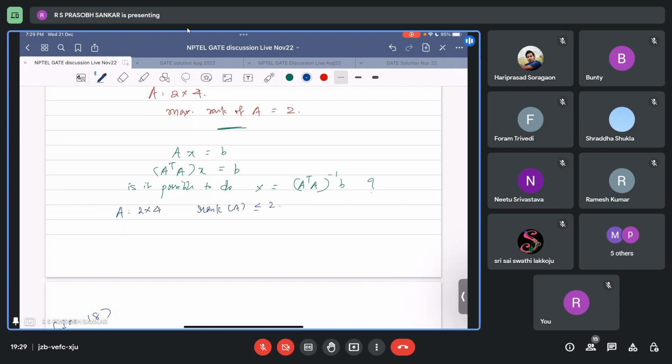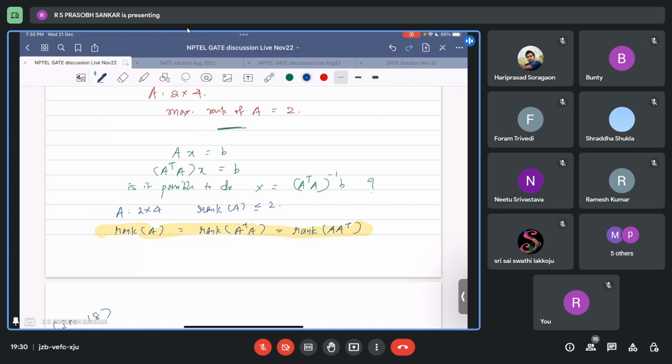It will not be more than 2. There is one more result that says rank of A is the same as rank of A transpose A, which is the same as rank of A transpose. This is a result that is good to know, but we won't be proving it here; it is a known result.